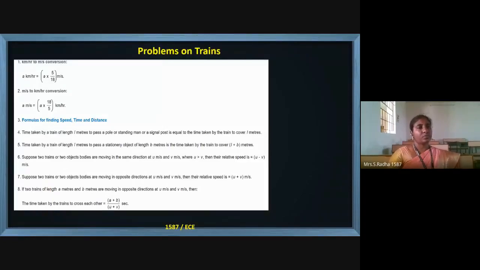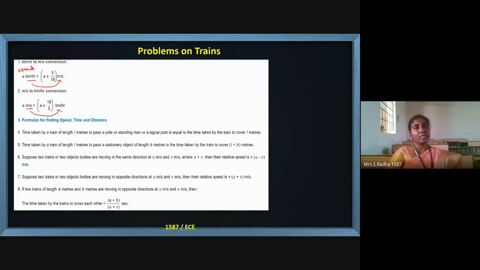Already we know, if the speed is in kilometer per hour, how to change it to meter per second: multiplying with 5 by 18. If the speed is in meter per second, how to change it to kilometer per hour: you have to multiply with 18 by 5. Okay, this is about speed conversions from higher unit to lower unit and lower unit to higher unit.